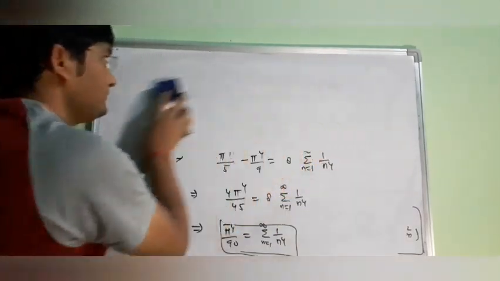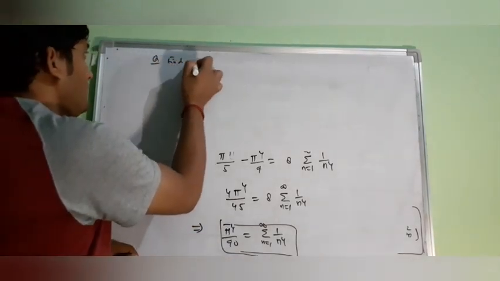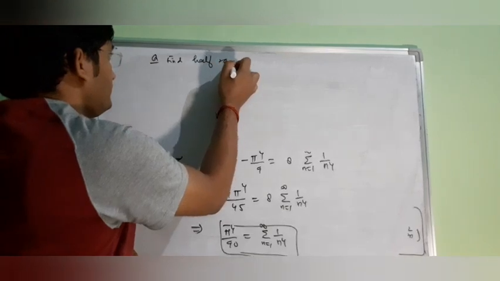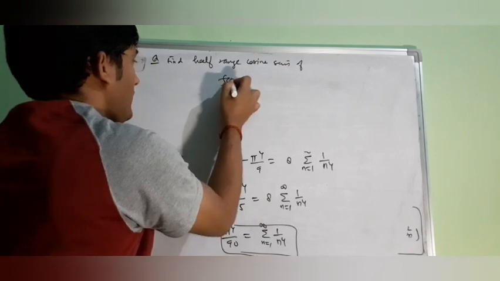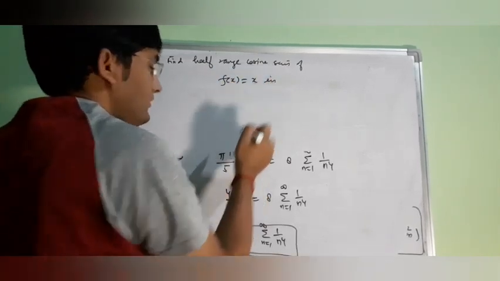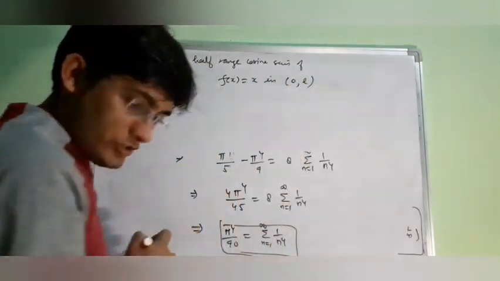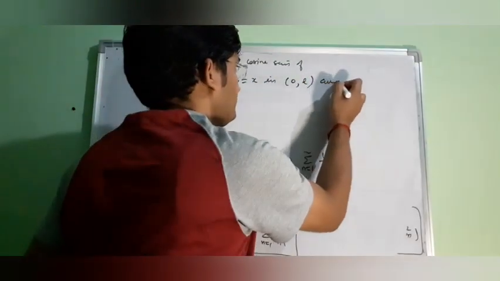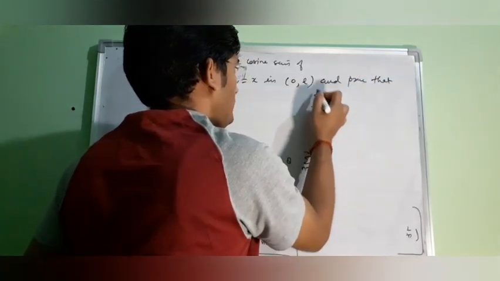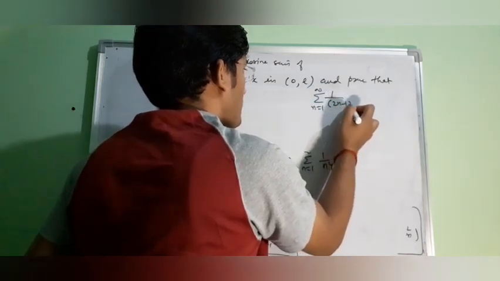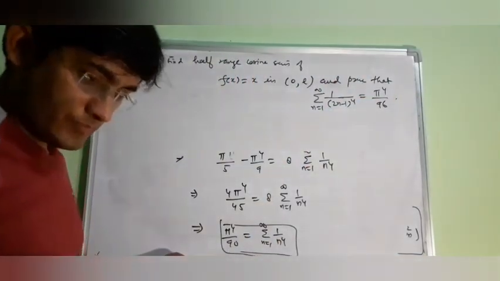Next question. Find the half range cosine series of f(x) equal to x in the interval 0, L, and prove that the summation n equal to 1 to infinity 1 upon (2n minus 1) power 4 is equal to pi power 4 upon 96.